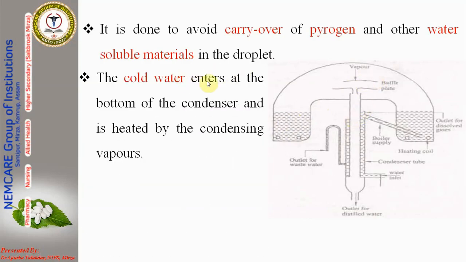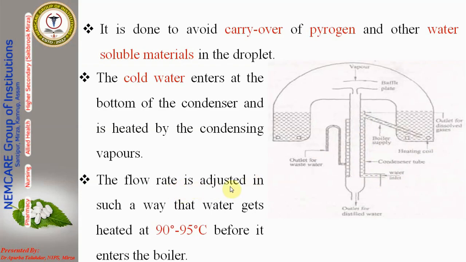The cold water enters at the bottom of the condenser and is heated by condensing the vapor. So here through this inlet, the cold water is allowed to pass, and when it passes through this tube, this cold water will get heated because the vapor is coming down through this tube, and the liquid is then transferred to the boiler. The flow rate is adjusted in such a way that the water gets heated to 90 to 95 degrees Celsius before it enters the boiler.